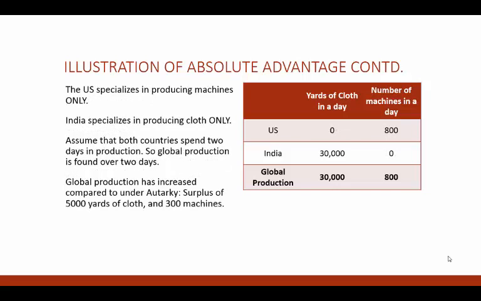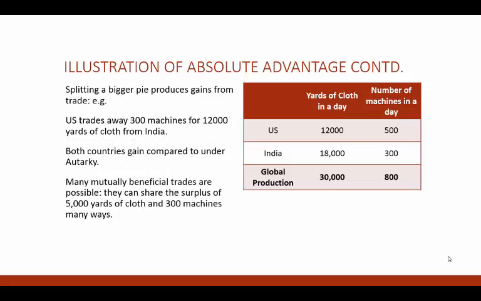Consider the alternative, where each country specialized in producing over the same 2 days only the good in which they had an absolute advantage in. Then we see that global production of both goods increases over the autarky outcome. We now have the US producing only machines, and so a total of 800 machines over 2 days, and India producing only cloth, and so a total of 30,000 yards of cloth over the same 2 days. Clearly, compared to the situation under autarky, global production has increased. It immediately follows that there is scope for mutual gains from splitting this bigger pie through trade.